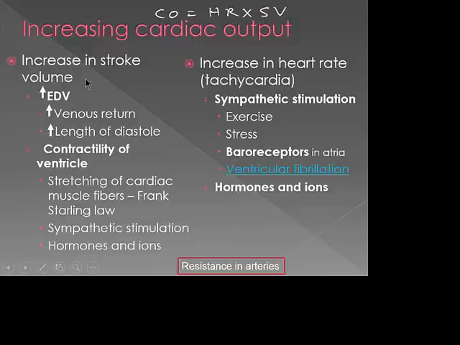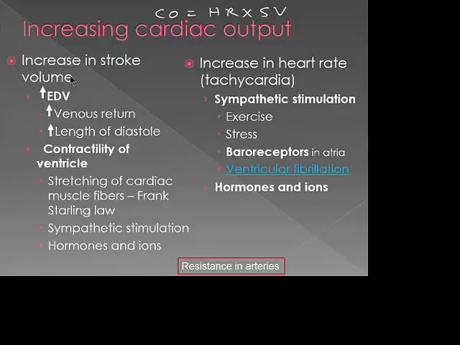Stroke volume is dependent on how much blood there is in the ventricular chambers. The blood in the ventricular chambers before the ventricle contracts is known as end diastolic volume, right? So if you increase the end diastolic volume, if you have more blood in the chamber, obviously you can push out more blood, right? So if you increase end diastolic volume, you automatically will increase stroke volume. More blood, you can push out more blood.